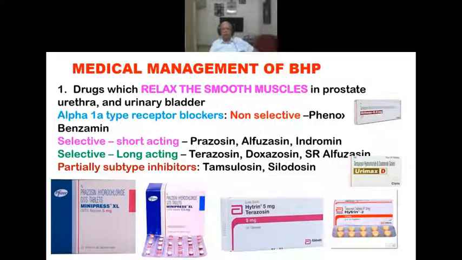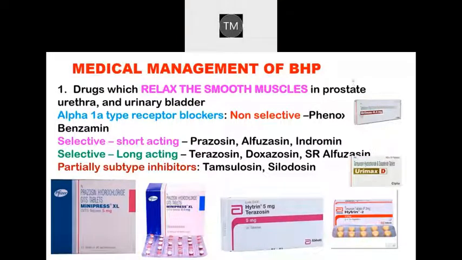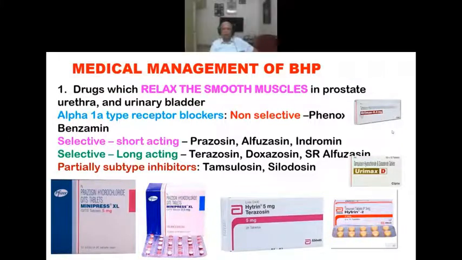And it's a combination of Urimax and dutasteride. Dutasteride is there. So there are two preparations that are available.